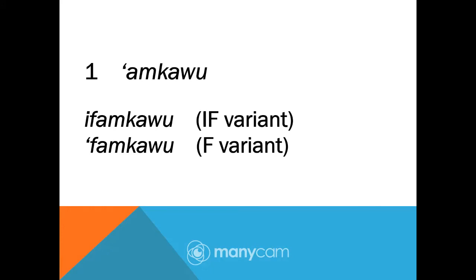And to illustrate the different variants, you may hear one as kawu, that's the A variant, but there's also ifam kawu, the IF variant, and fam kawu, the F variant. These are all referring to number 1.